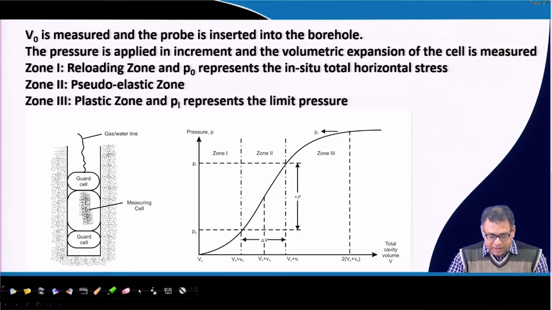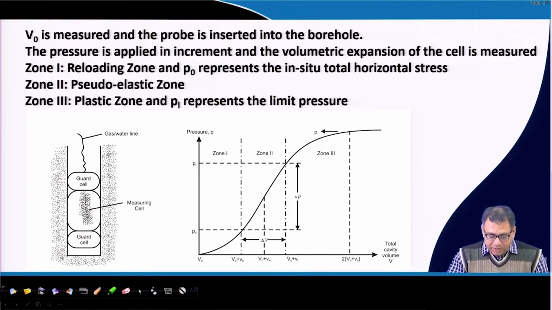Once we get this graph, in some initial portion the pressure versus volume change is linear. So, we identify two points, the starting point where this linear zone starts and the end point where this linear zone ends. The corresponding volume at the first point is V0 plus small v0, and the corresponding pressure is P0. So, to reach this point the volume change is small v0. The other point has pressure Pf and the corresponding volume is capital V0 plus small vf, so the volume change is small vf to reach this Pf.